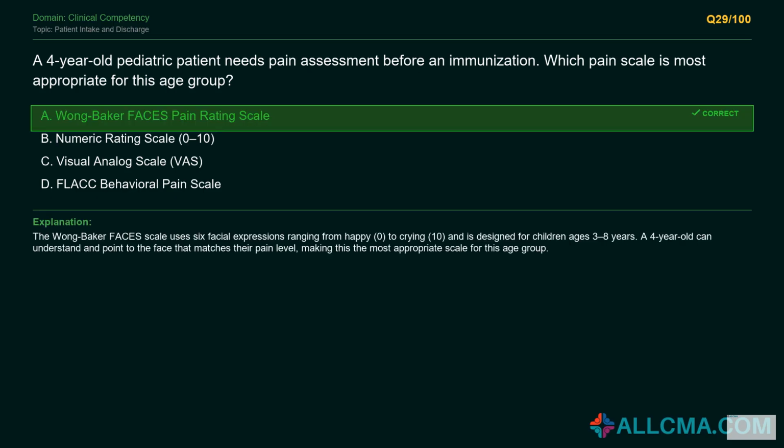The correct answer is A. The Wong-Baker Faces scale uses 6 facial expressions ranging from happy, 0, to crying, 10, and is designed for children ages 3 to 8 years. A 4-year-old can understand and point to the face that matches their pain level, making this the most appropriate scale for this age group.